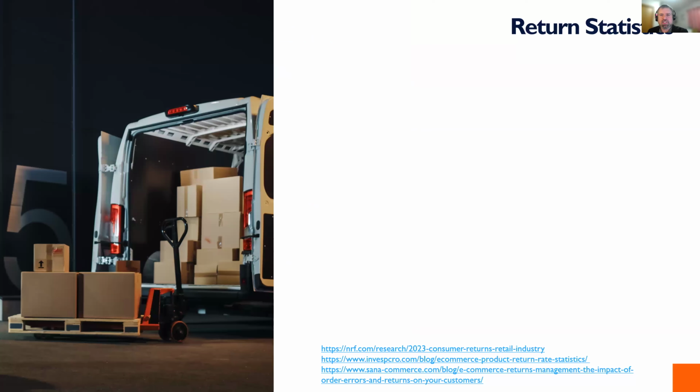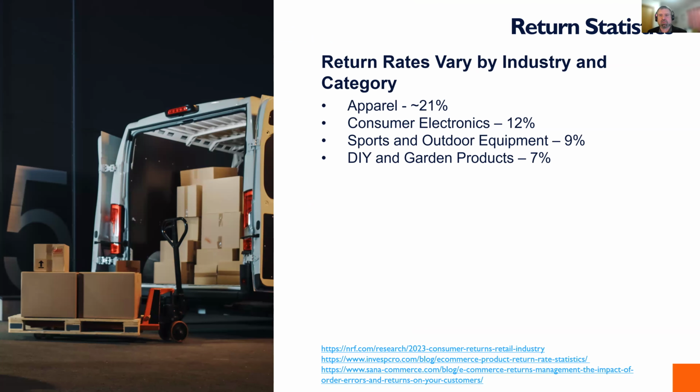So now just a couple of return statistics that we've looked up, and Eli and I talked about this before. There's actually varying statistics based off of the year, the sources, the industry, the category. But when you look at apparel, it has upwards of a 21% return rate. Consumer electronics is over 12%. Sports and outdoor equipment is at 9%. DIY and garden products are at 7%. Those are fairly large rates, and they're growing.